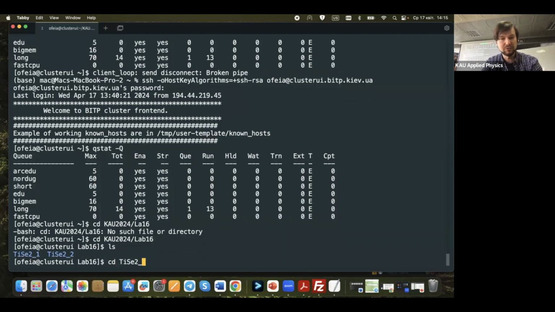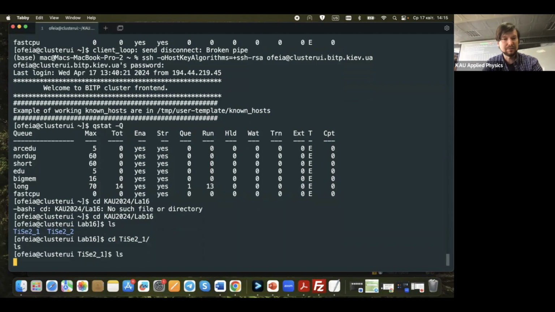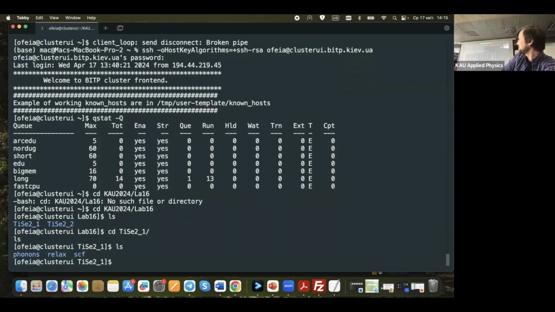Titanium selenide-2, 1. Yeah, something is wrong with the cluster because the ls command is very slow. So I'm going to phonons.